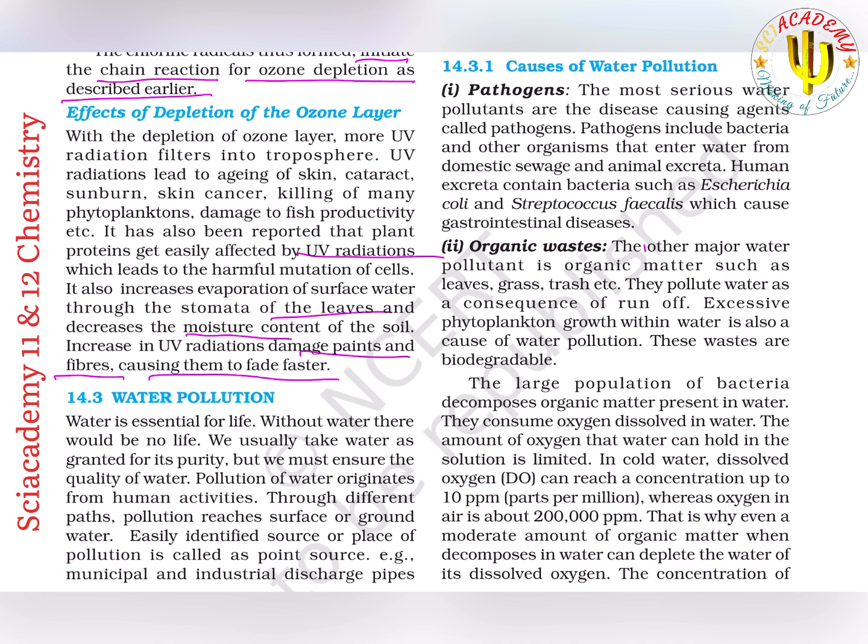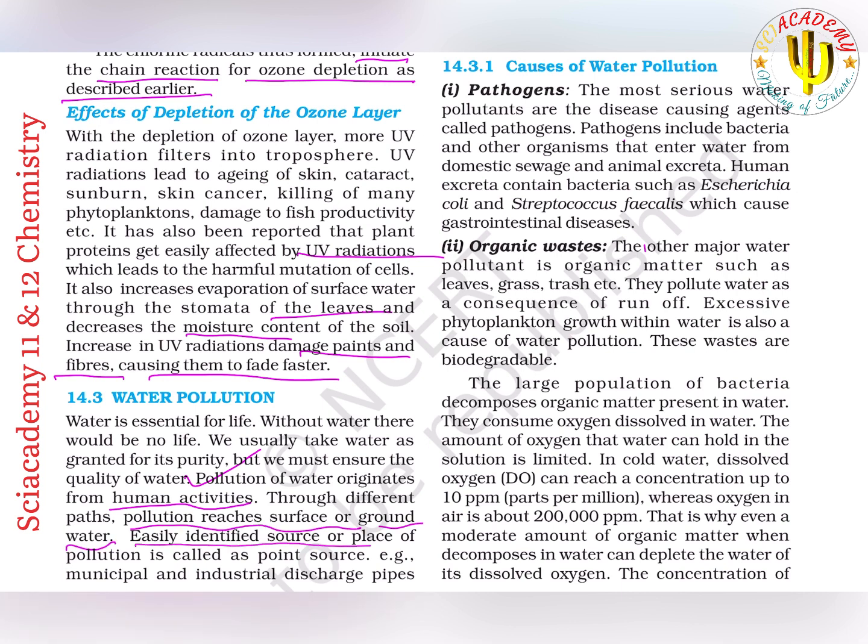14.3 Water pollution. Water is essential for life. Without water, there would be no life. We usually take water for granted for its purity, but we must ensure the quality of water. Pollution of water originates from human activities through different paths. Pollution reaches surface or groundwater.